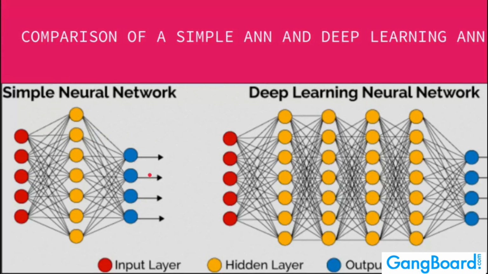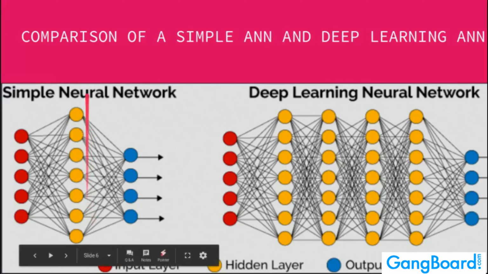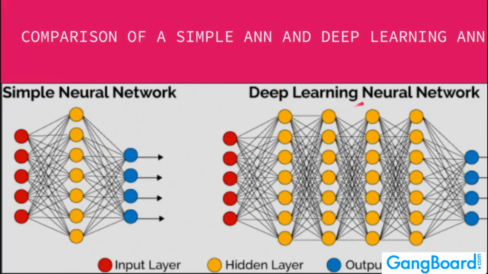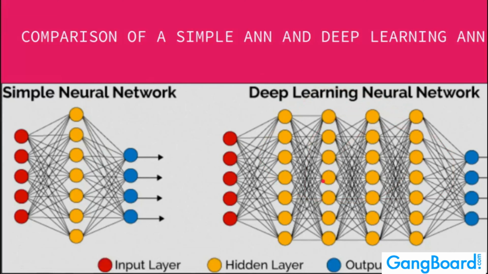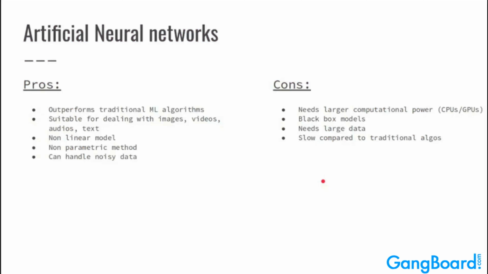Coming back to the difference between a simple neural network and a deep learning neural network, look at the hidden layer, which is represented by the yellow circles. You can see that in a simple neural network there's just one hidden layer. The whole line or array of yellow dots is one layer, and here you can see there are 1, 2, 3, 4 hidden layers. So this is basically what makes a deep learning neural network.